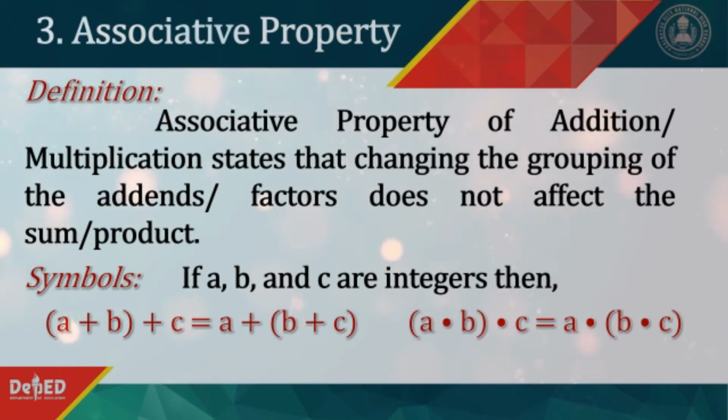And now let's go to associative property. Associative property of addition or multiplication states that changing the grouping of the addends or factors does not affect the sum or product. In symbol, if a, b, and c are integers, then the quantity of a plus b plus c is equal to a plus the quantity of b plus c, or the quantity of a times b times c is equal to a times the quantity of b times c.